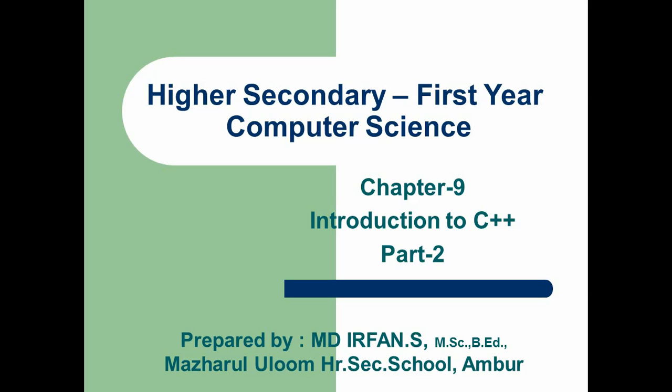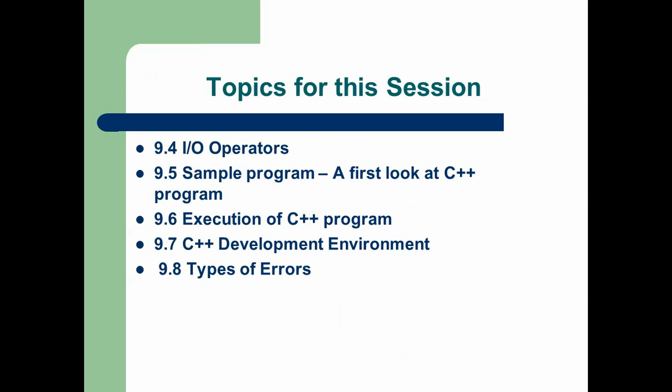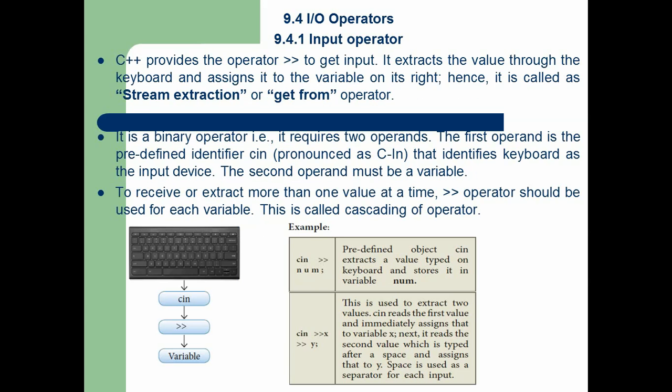Chapter 9, Introduction to C++. Last class we discussed part 1 of the same chapter, where we discussed introduction, character set and lexical units or tokens. Now in this session we are going to cover the following topics: input output operators, shortcut called IO operators, sample program, a first look at C++ program, execution of C++ program, C++ development environment, types of errors. So let's start our class.